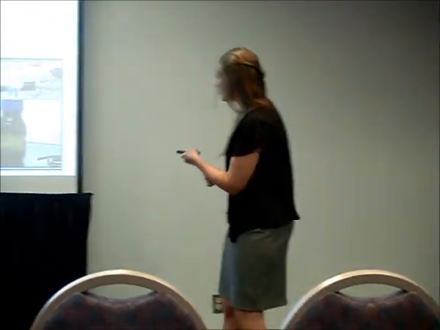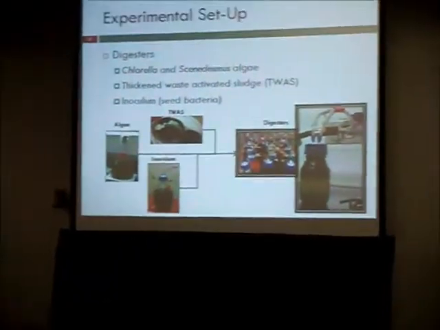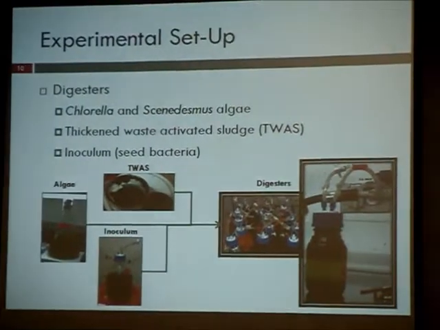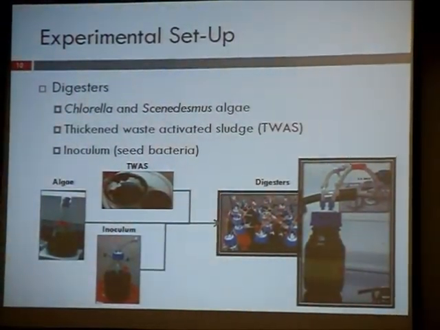So to set up our tests, we created lab scale anaerobic digesters, and these were 250 milliliter glass bottles that were sealed with caps with tubing and valves. So we have two tubes coming out of our sealed cap, which is the gas pipe, and our valves are plugging the ends of each tube.